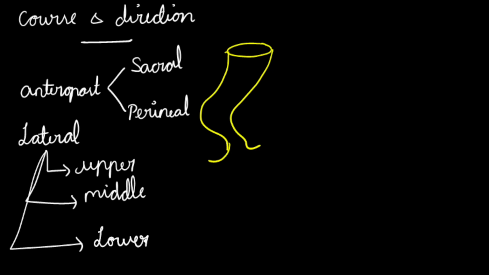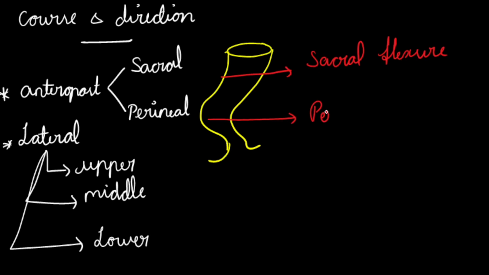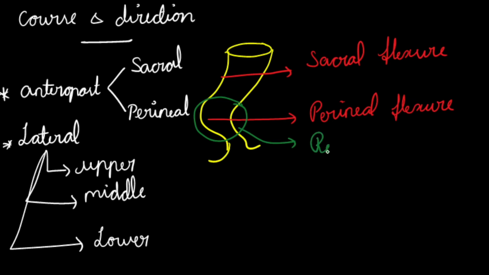So let's see first the antero-posterior curvatures. This forms the sacral flexure, and this curvature forms the perineal flexure. Adding to this, I would like to say another interesting thing which we had already seen: we noticed one terminology, the rectal ampulla, and this is the part which is also called the rectal ampulla, the dilated end of the rectum. So this is all about the antero-posterior curvatures.